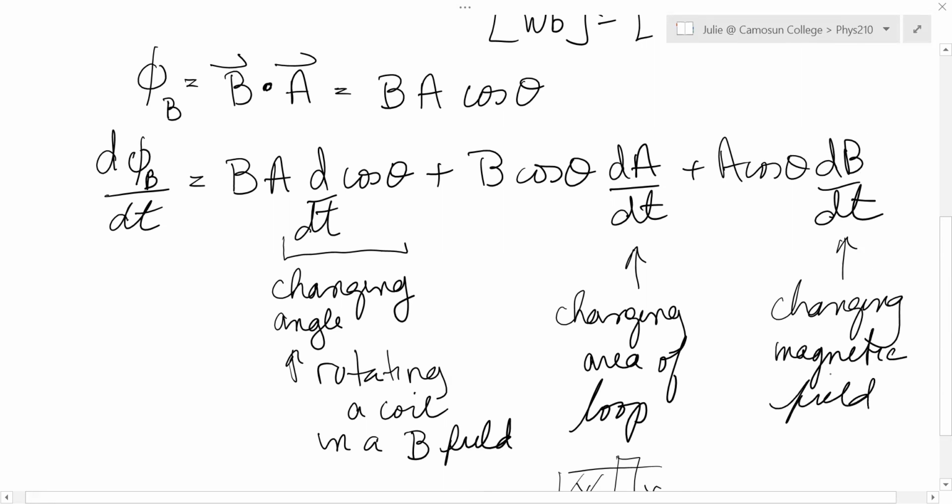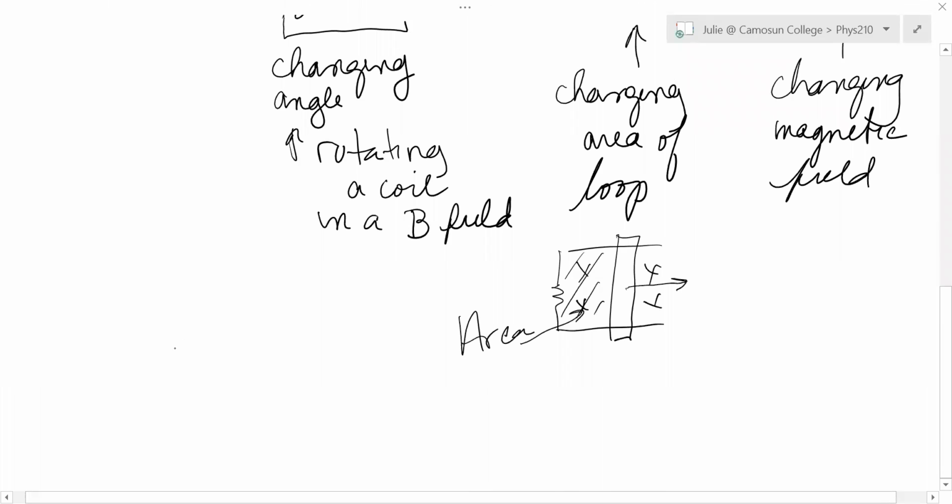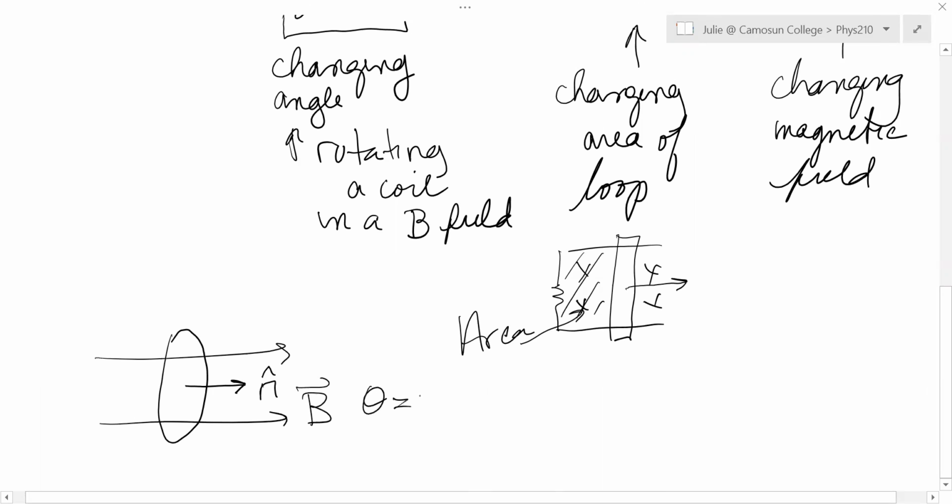Now you almost never have all three of these going on at once. You either have a rotating coil, or you have a changing area of the loop, or you have a changing magnetic field, not all three at the same time. Okay, so remember, the angle theta is between the normal to the loop and the magnetic field. So in this case, theta would be 0. And that's quite well laid out in the video you have on Mastering Physics.